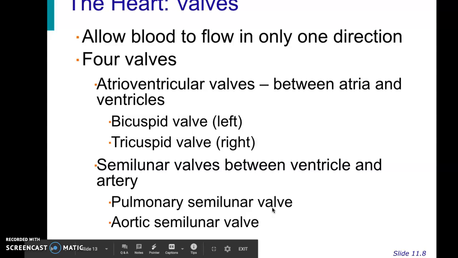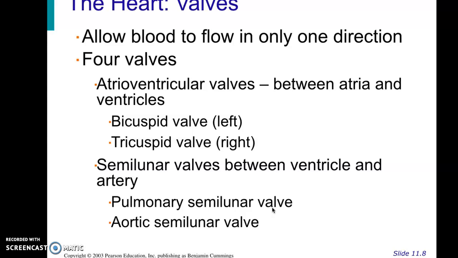In between each of the chambers, there are valves, and so that keeps the blood flowing in only one direction. So there are 4 valves. There are 2 that are between the atrium and the ventricles. Because they are between the atriums and the ventricles, they're called the Atrioventricular Valves. So on the right side of your heart, between the right atrium and the right ventricle, is the Tricuspid Valve.